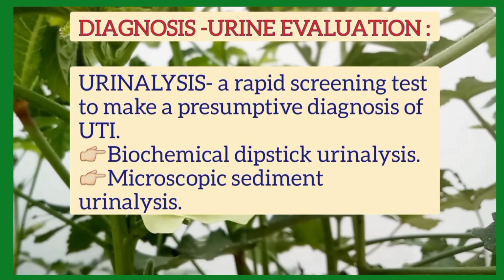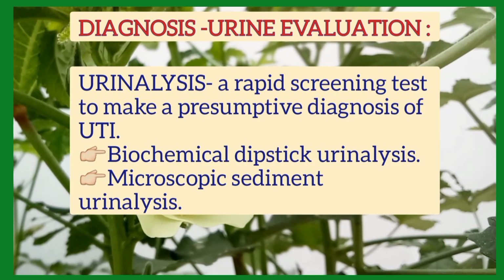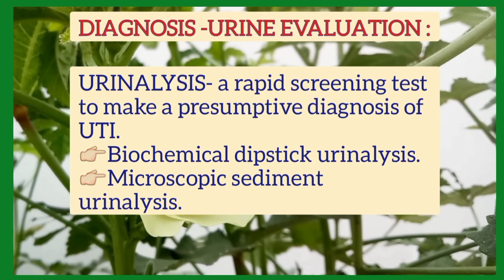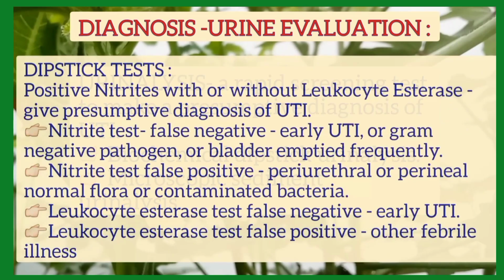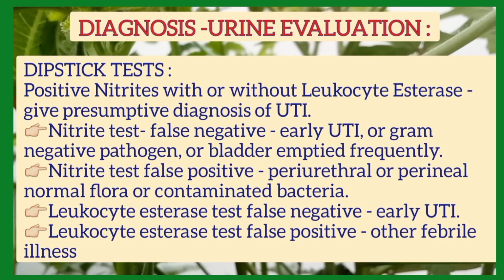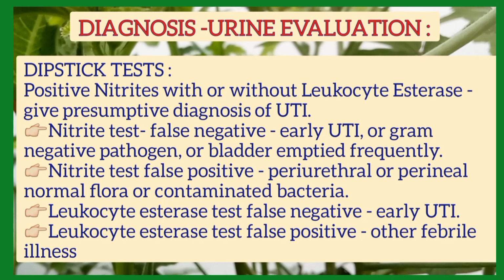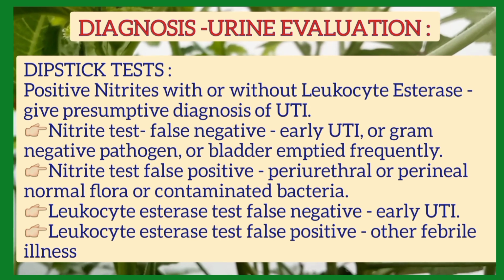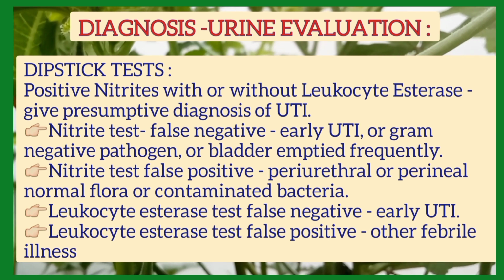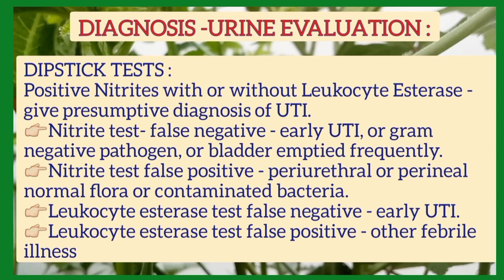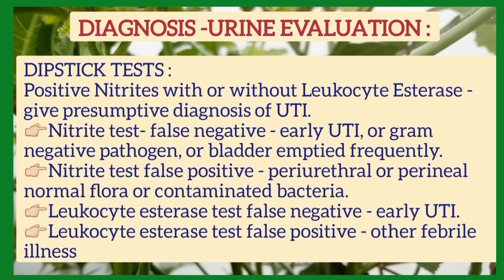Now, urinalysis is a rapid screening test to make a presumptive diagnosis of UTI. These include biochemical dipstick urinalysis and microscopic sediment urinalysis. On dipstick test, positive nitrites with or without leukocyte esterase give a presumptive diagnosis of UTI. But it is important to remember that the nitrite test is false negative in early UTI or gram-negative pathogen infection, or if the bladder is emptied frequently, and it is false positive in periurethral or perineal normal flora or contaminated bacteria.